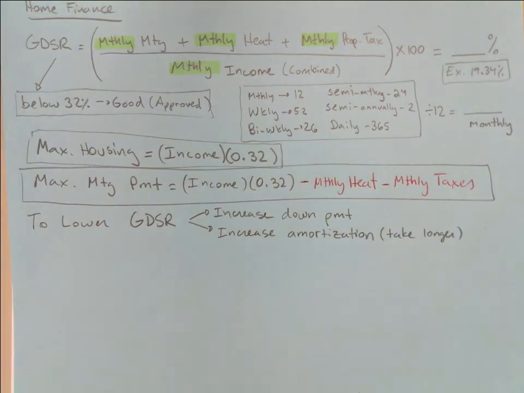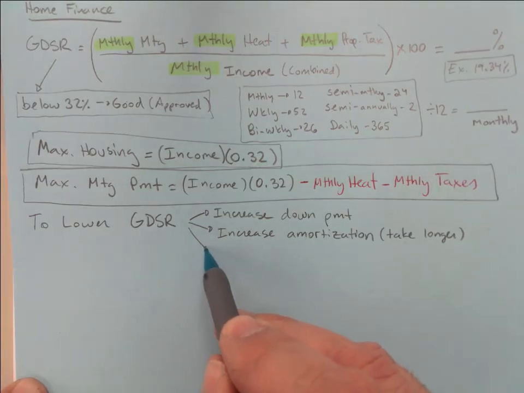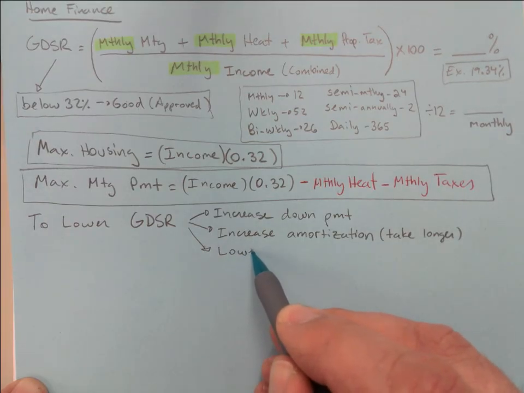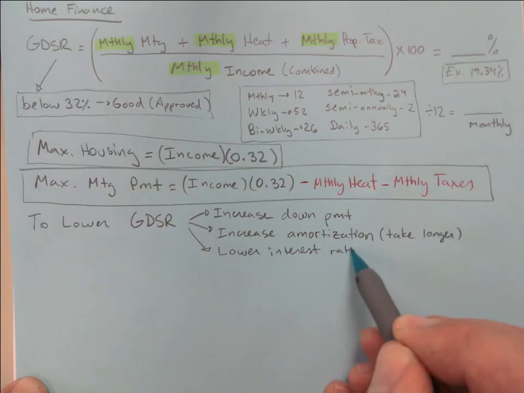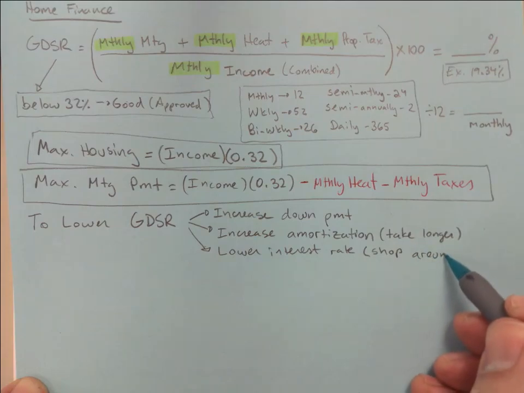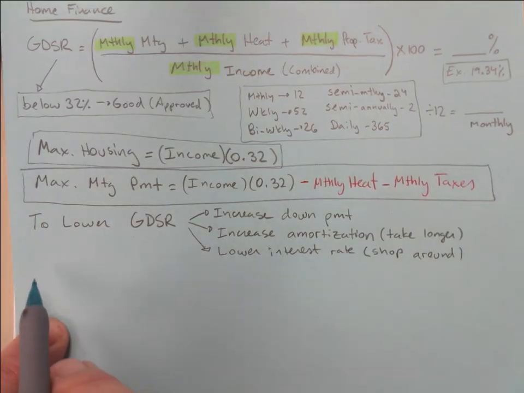So there are 30-year mortgages. I don't think they will advise that to you, but you can go 30 years. And last but not least, lower interest rate. Shop around. Look for a lower interest rate. Obviously, we're thinking we're not locked in yet, right? So you can go look for a lower interest rate because that's going to bring your payment down. I'll just leave it at that.